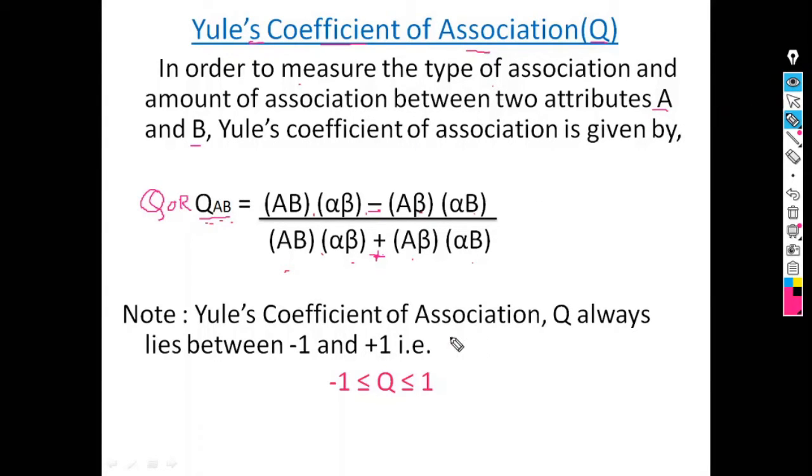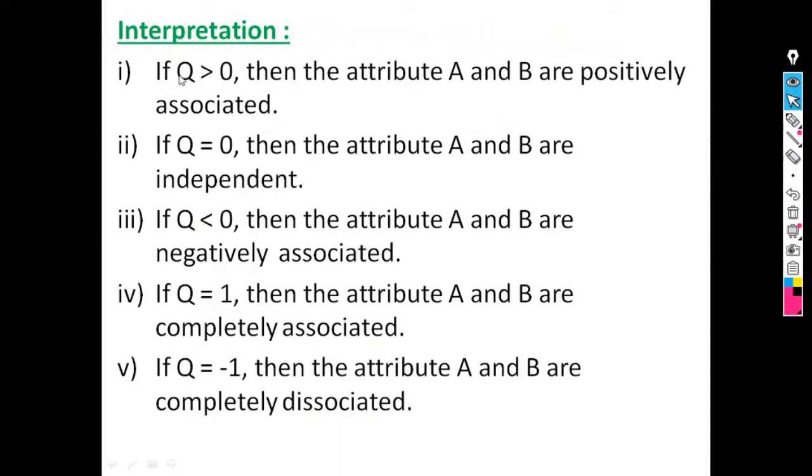The value of Yule's coefficient of association always lies between -1 and +1. The value of Q of AB is always between -1 and +1. Now we will see some interpretation. If the value of Q of AB is greater than 0, then we can conclude that the attributes A and B are positively associated. Means after doing all the calculation, if the answer is greater than 0, then the attributes A and B are said to be positively associated.